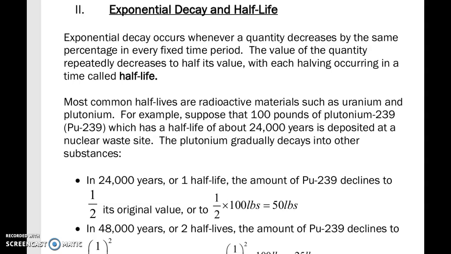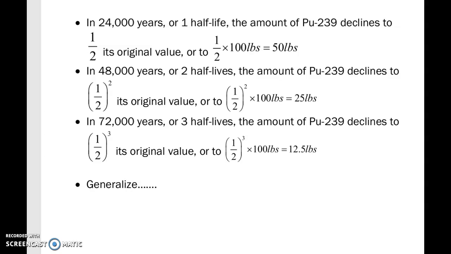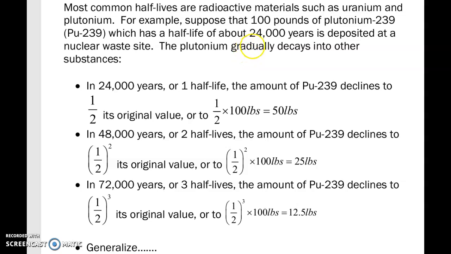The other types are medical problems, talking about the blood alcohol content in the bloodstream, or taking a drug and how much of that medication is left in the bloodstream after a certain time period. So in this discussion, it shows you that the half-life of plutonium 239 is 24,000 years.